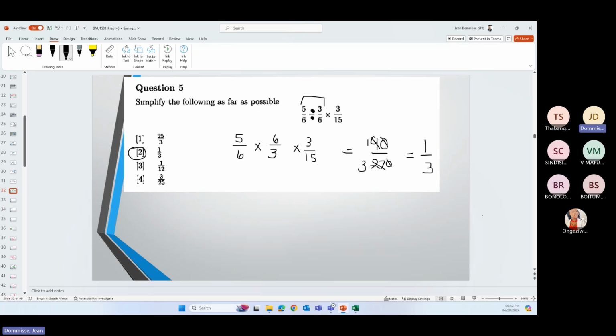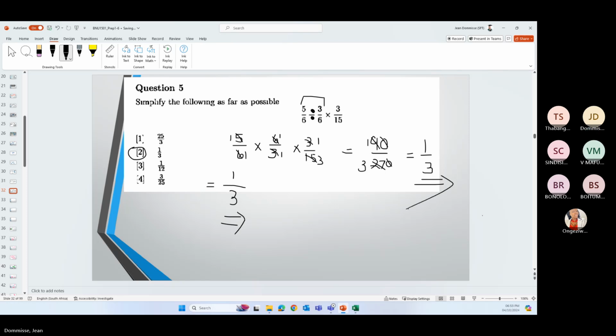The other way could have been to first, before you multiply everything out, you simplify and cancel. So 3 goes into 3 once, 3 goes into 3 once, so those two have cancelled out. 6 goes into 6 once, 6 goes into 6 once, so those two have cancelled out. 5 goes into 5 once, 5 goes into 15 3 times. So if you then multiply at the top, 1 times 1 times 1 is 1. If you multiply at the bottom, 1 times 1 times 3 is 3. And you get the same answer.